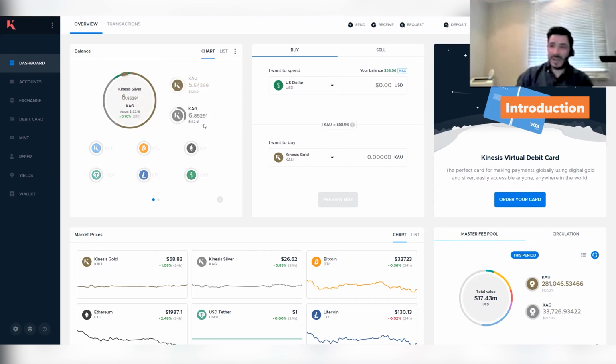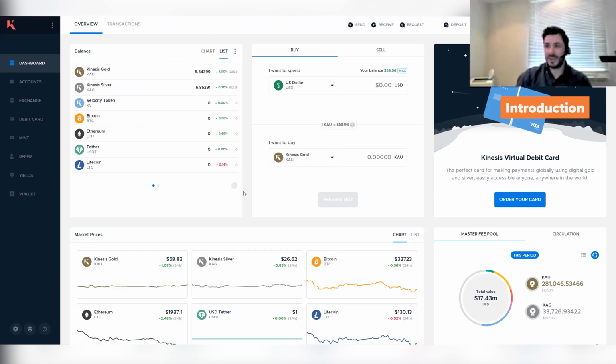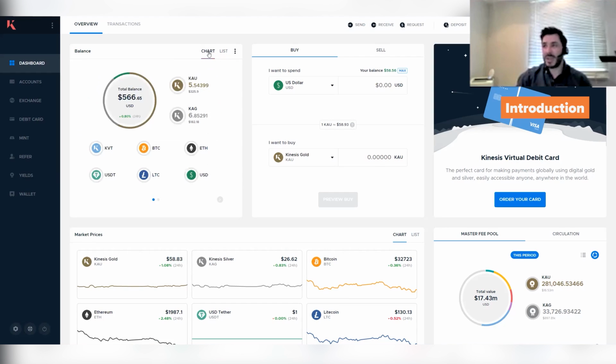And for those that don't like the view, you can flick it to a list and you can very, very quickly, easily see what you've got in your portfolio. So it's a complete portfolio management system. What we're going to do is, you can do a lot with the gold. Send it like money, spend it like money, and trade it. But today, what I'll show you is how to quickly buy some gold.